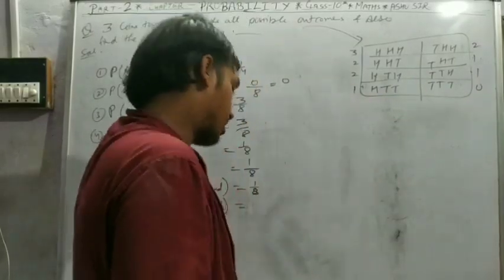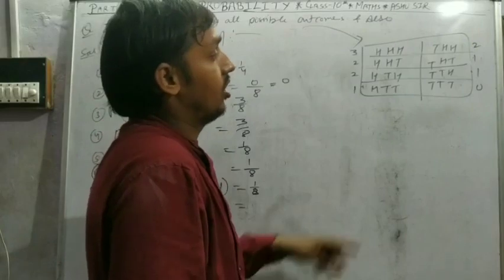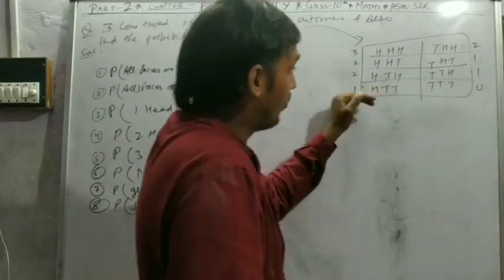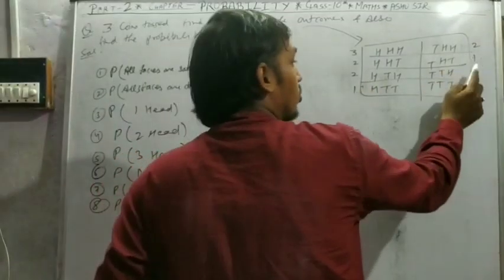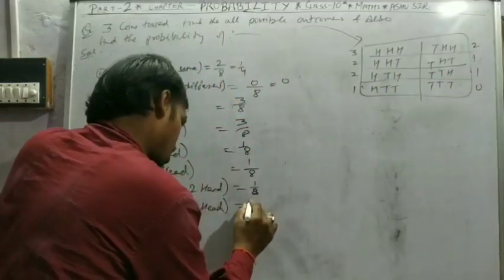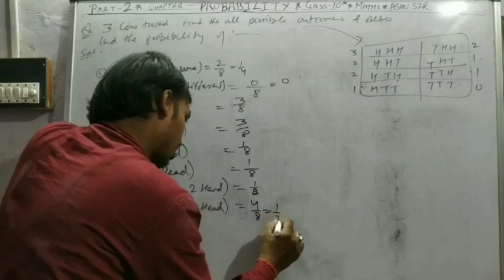Okay, many students missed that. Less than 2 means 1 and 0 both. So that is 1, 2, 3, 4. 4 by 8, 1 by 2.